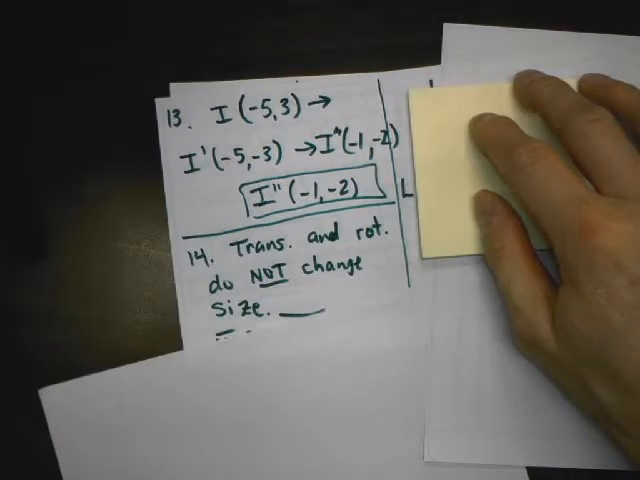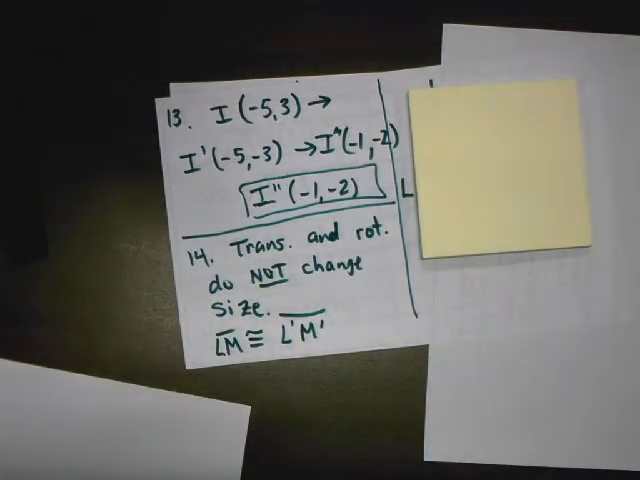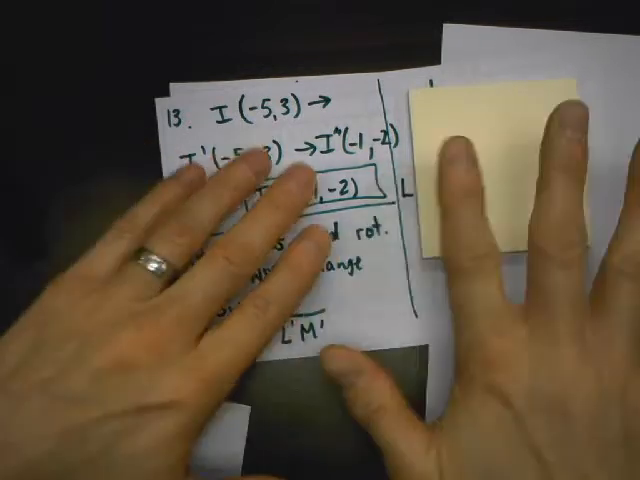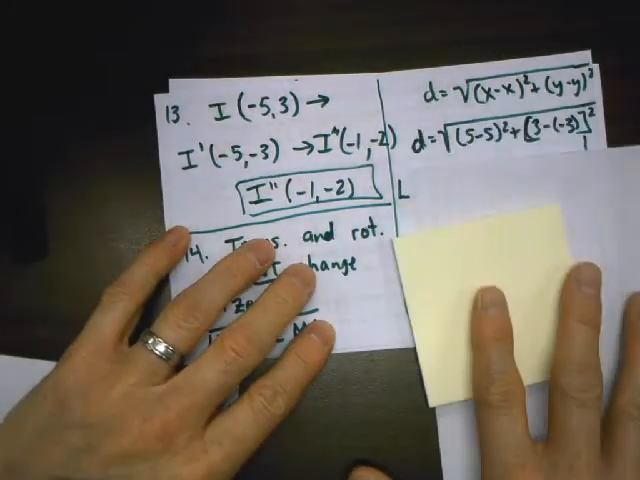Well, the truth is, as long as we do not dilate, then the size doesn't change. So we don't even need to worry about all those transformations. As long as they don't say dilation, the size doesn't change. And even if they did say dilation, I would find the size and multiply it by the scale factor. We'll talk about that at another time. So all I have to do is find how long is LM. L is at 3, 5. M is at -3, -5.